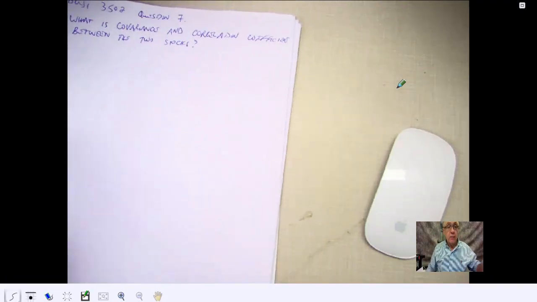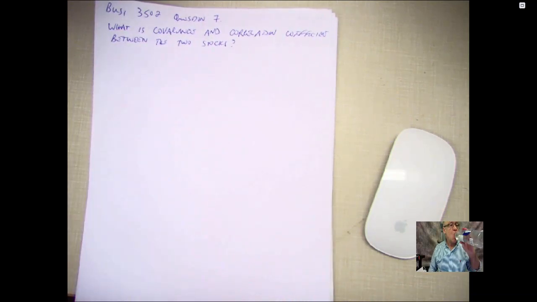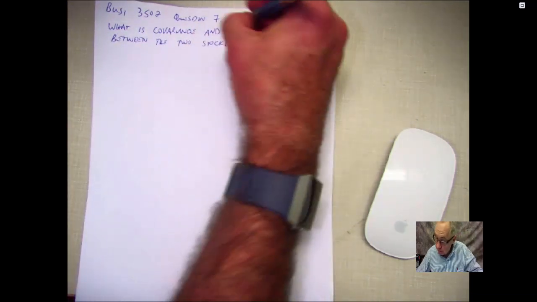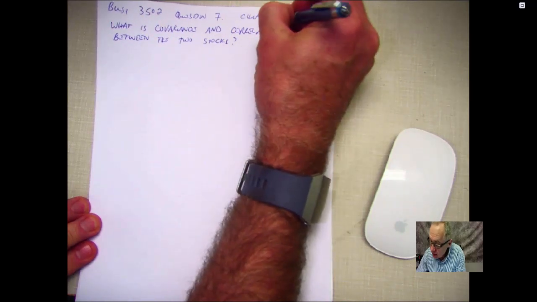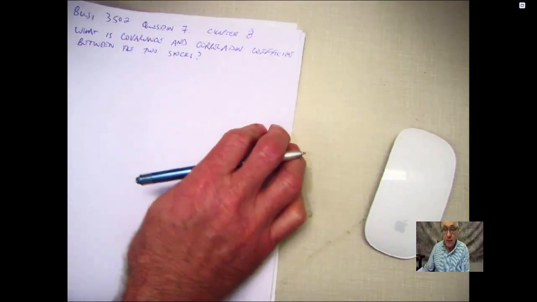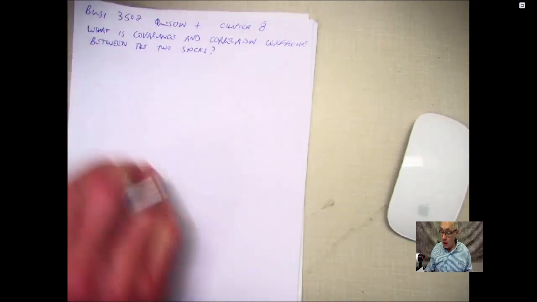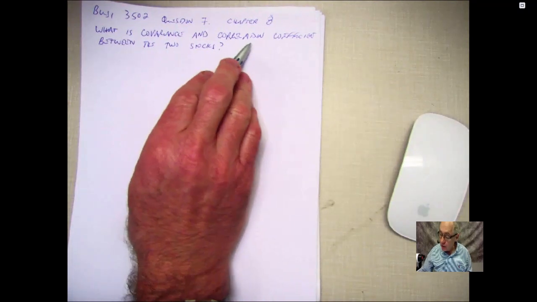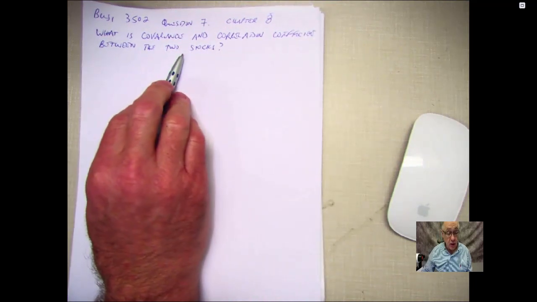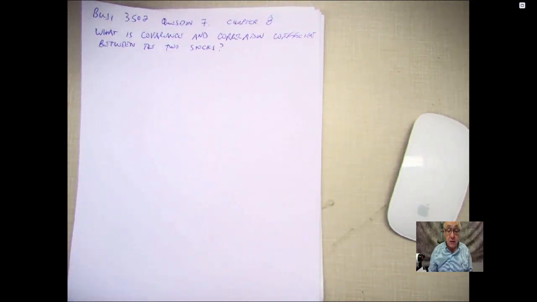Continuing on chapter 8. Question number 7 continues with the information we've seen before and specifically asks what's the covariance and correlation coefficient between the two stocks.